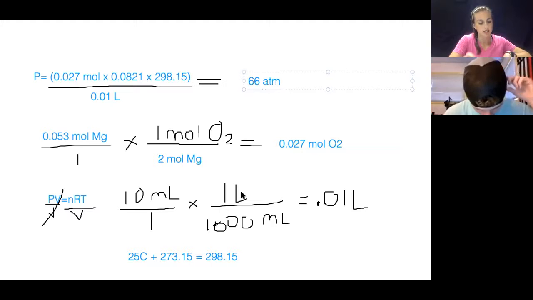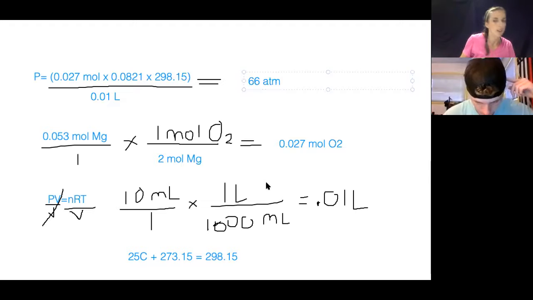Any questions on any step there? No. Okay. Makes so much sense whenever I talk about it, doesn't it? Yeah.